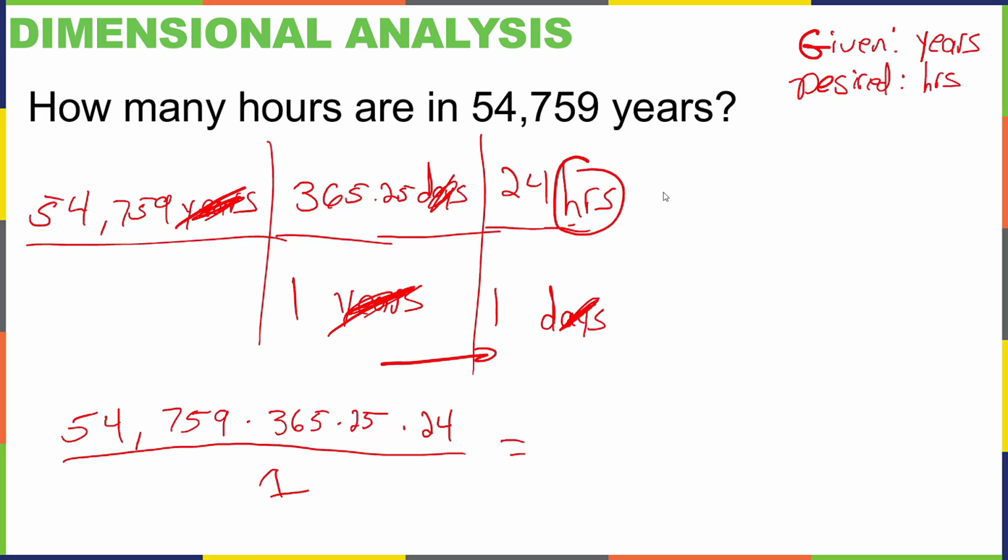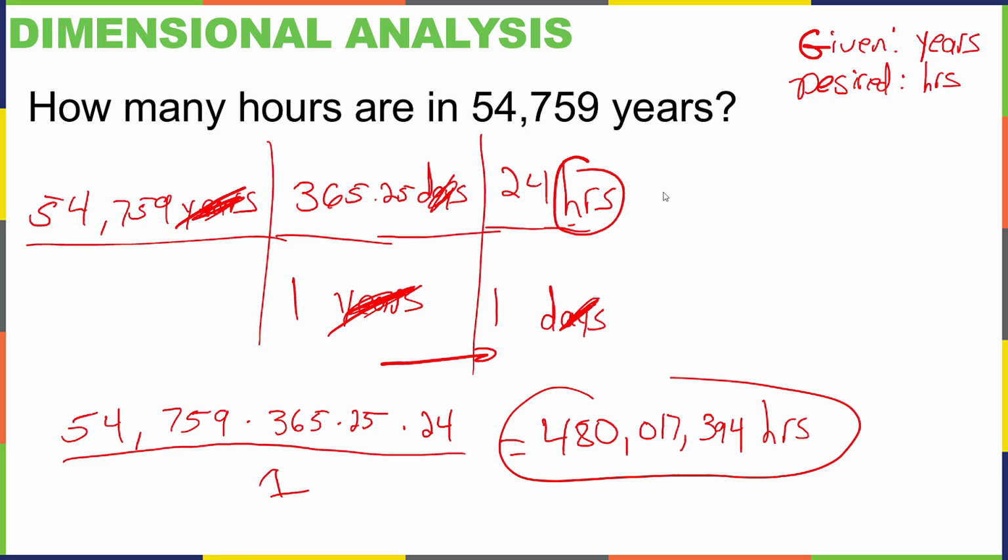And so when we do that, I'm obviously going to have to use a calculator for this. 54,759 times 365.25 times 24. So this is 480,017,394 hours. And again, don't forget to write the final unit.